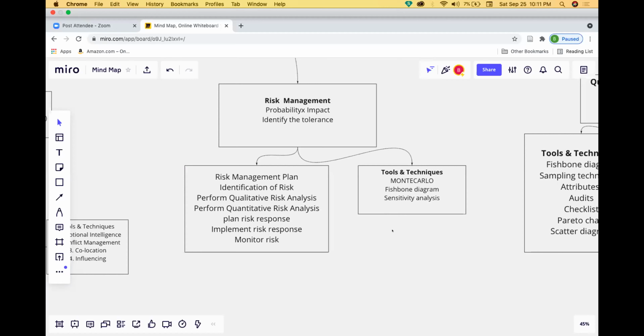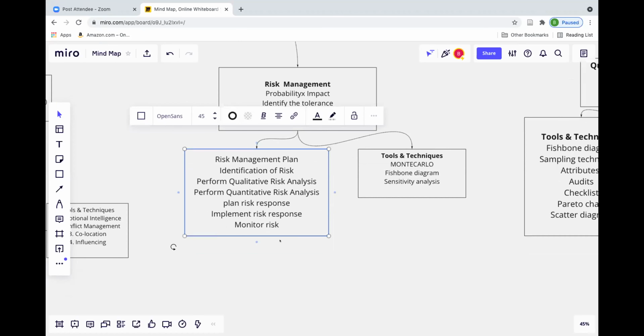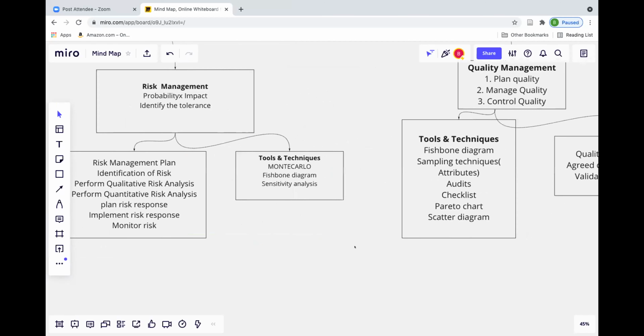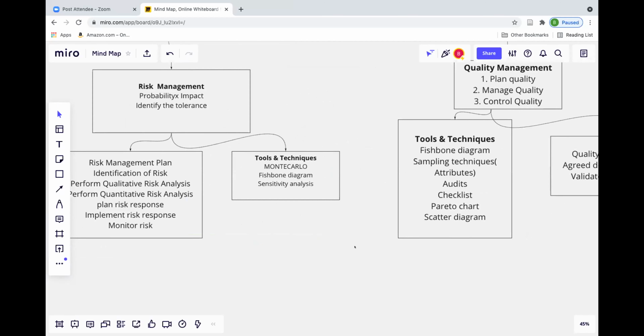Also, one important point I left out is that risk has two sides: one is positive and the other is negative. The positive is the opportunity, and the negative is the threat. Some of the tools and techniques we use in risk management are the Monte Carlo method, fishbone diagram, and sensitivity analysis. These are some of the tools and techniques used in risk management. So maybe I will hand it over to Nabil.